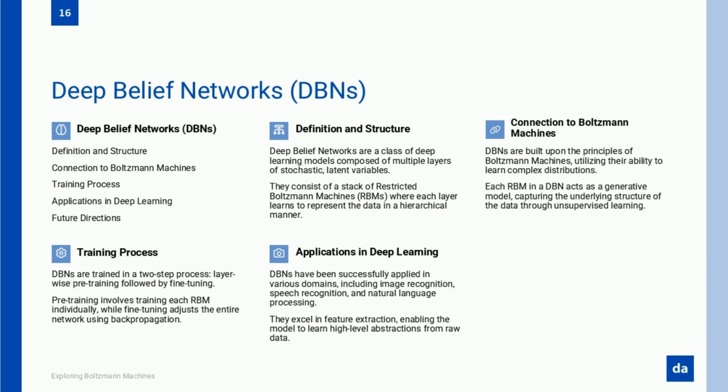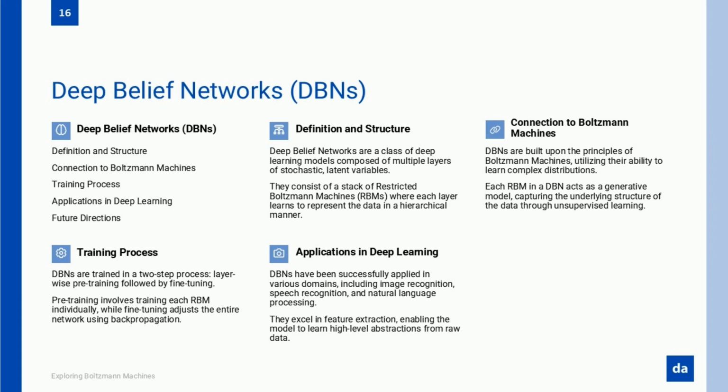First, each RBM is trained independently in an unsupervised manner, learning the hidden features of the data layer by layer. Once all layers have been pre-trained, the network undergoes fine-tuning using backpropagation to optimize for specific tasks, such as classification or prediction. This two-step process significantly improves learning efficiency and allows the model to extract deep, hierarchical features from complex datasets.